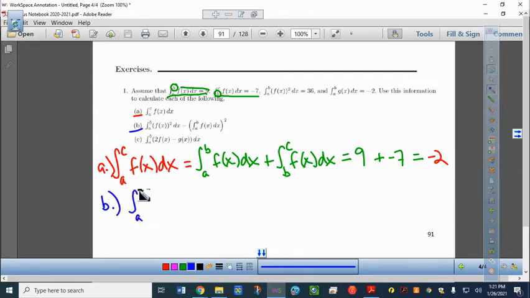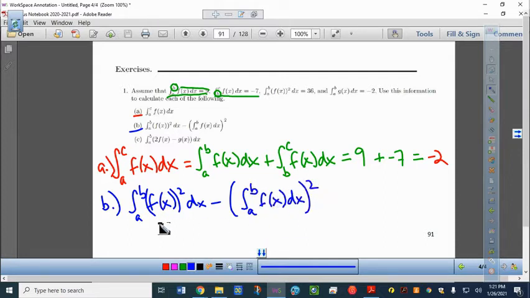The integral from a to b of f of x, that whole thing squared, minus, and then we got a big parenthesis, integral from a to b of f of x dx, and then that squared. So the first thing we're going to deal with is that we've got this a to b that we need to find the value of. And so we know that from up here, the integral of f of x squared is going to be 36. So I'm just going to lump that guy in there.